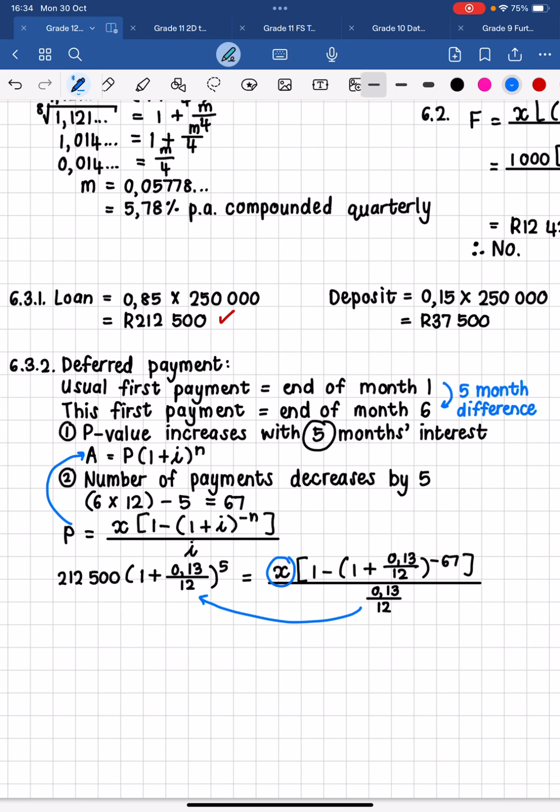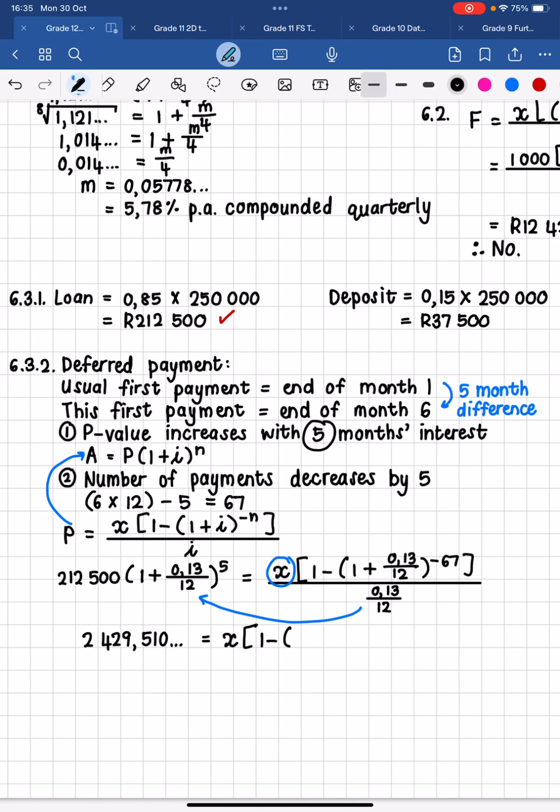So we're going to say 212,500, this is on the calculator, right? Bracket 1 plus 0.13 over 12. We're going to close our bracket to the power of 5, and that we are then going to multiply by, again, 0.13 over 12, and we are going to get 2429,510, blah, blah, blah. You can just keep that in your calculator. You don't actually have to write that down. Equal to x with this whole bracket.